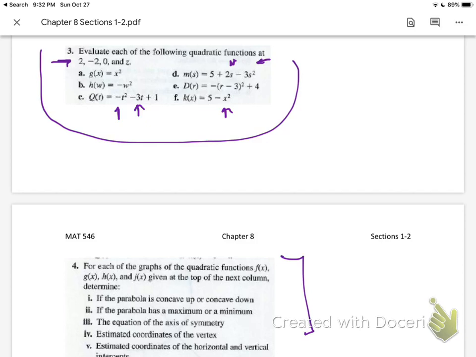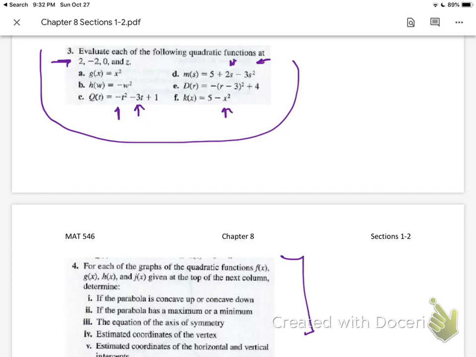You're going to discuss each of them for the 4 graphs below. So concave up or down, maximum or minimum, the equation of the axis of symmetry. Remember, that's an x equals equation. The estimated coordinates of the vertex. So that's your negative b over 2a, and then the function evaluated at negative b over 2a. And the estimated coordinates of the horizontal intercepts, so that's the quadratic formula, and vertical, that's if you plug 0 in and see where the y-intercept is.